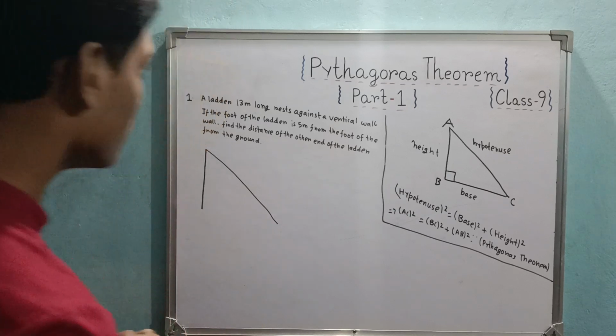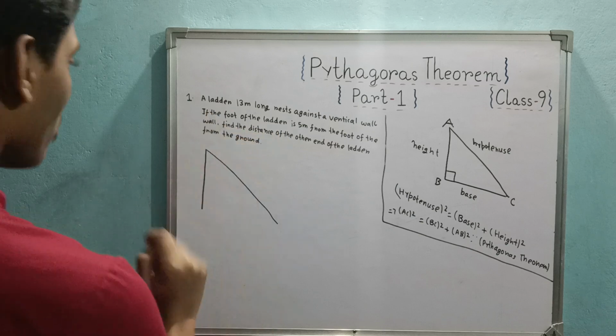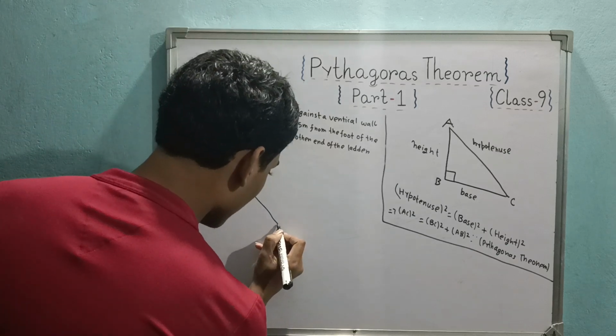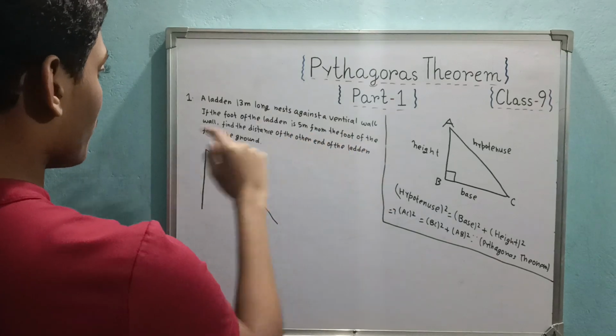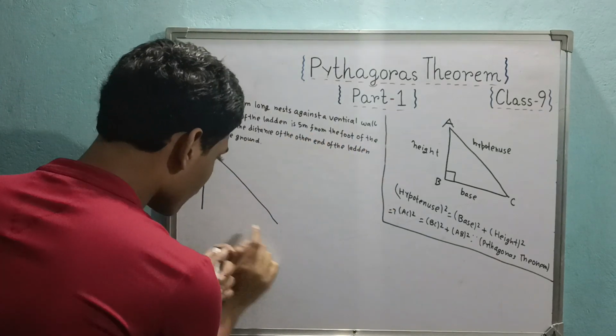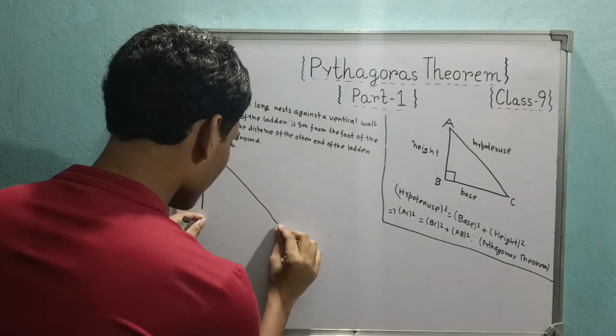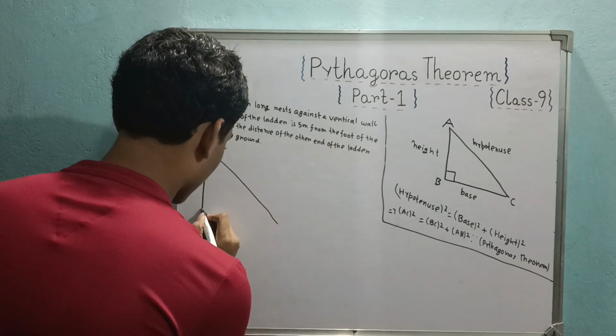Now they are telling, if the foot of the ladder, suppose this is the foot of the ladder, is 5 meters from the foot of the wall. This is the foot of the wall, this is the foot of the ladder. So this distance is 5 meters.